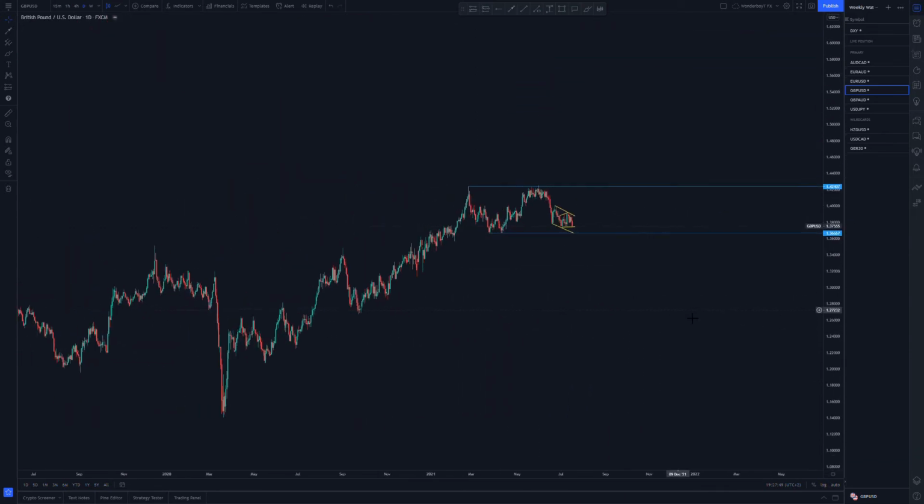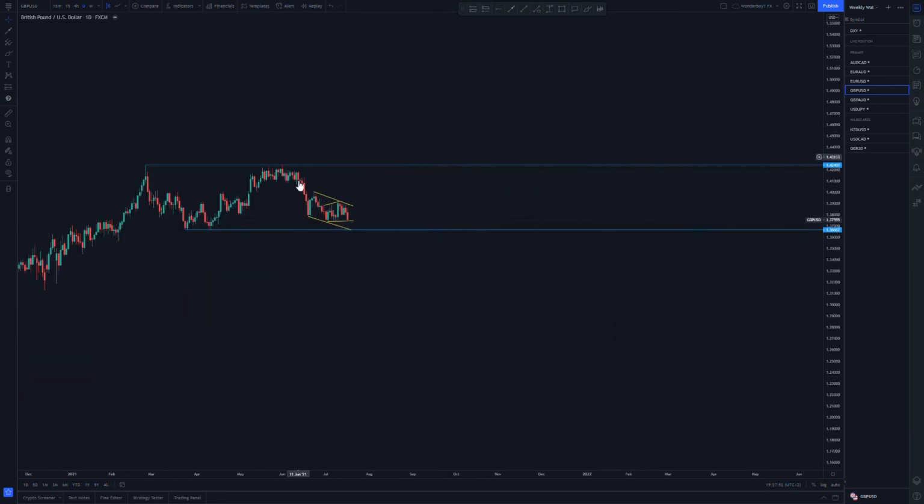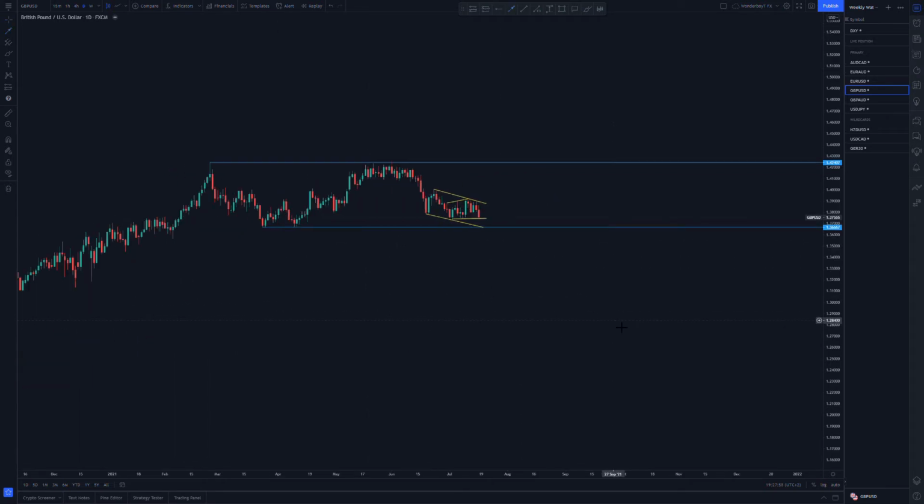And pound dollar as well, as you can see, the overall structure is still to the downside. So these few scenarios here, just to see if we're gonna continue to push all the way to the downside, or we're gonna reject from this level and then continue to push to the upside. As you can see, you have this descending structure, so there's a possibility that price might reject and then continue to push to the upside.